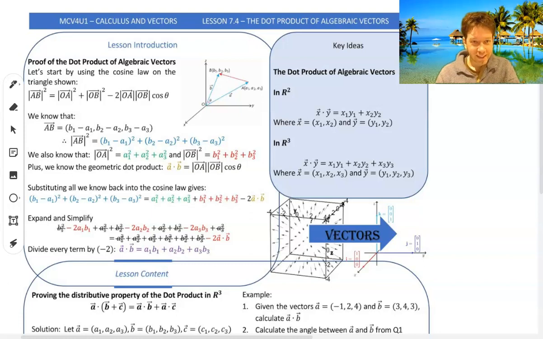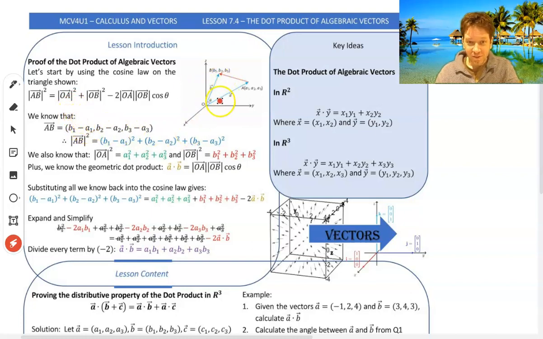Alright, so today's lesson, we are again doing the dot product, but we are going to be doing it with algebraic vectors. So we started before with the dot product with geometric vectors, where we said the dot product of two vectors is just equal to the product of the magnitude of both, multiplied by the cos of the angle between them. Now today we're going to come up with more of an algebraic expression with the coordinates. And we're going to do that by starting with the cosine law.